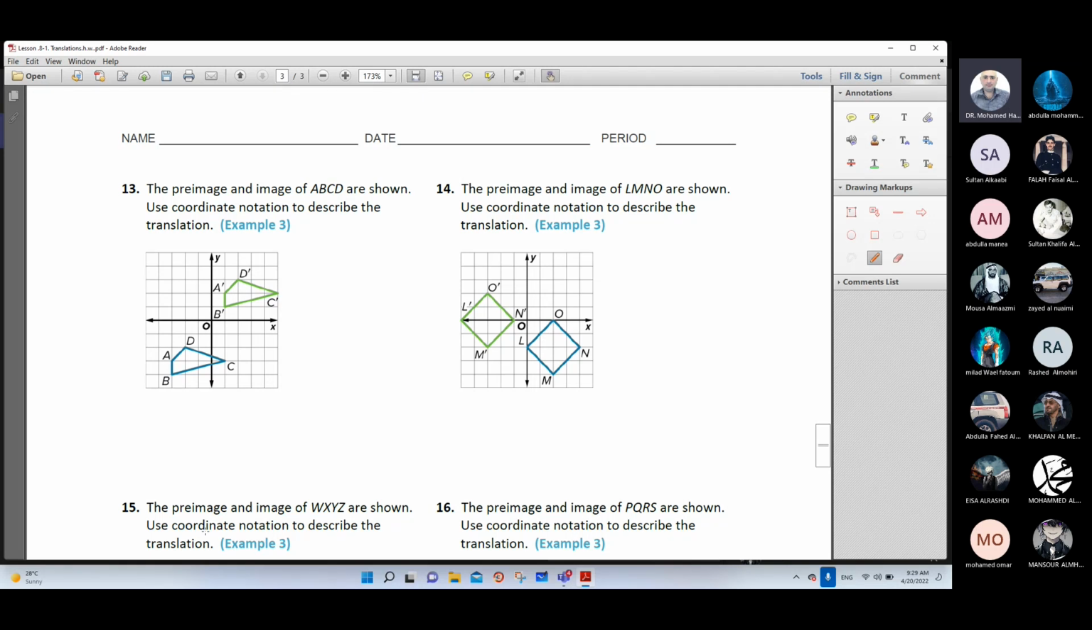Okay, thank you. Now we have the pre-image and we have the image. And we want to describe the translation. This is A and this is A prime, as you see. To translate from A to the A prime, 1, 2, 3, 4, 5. Five units up means A equal 5.